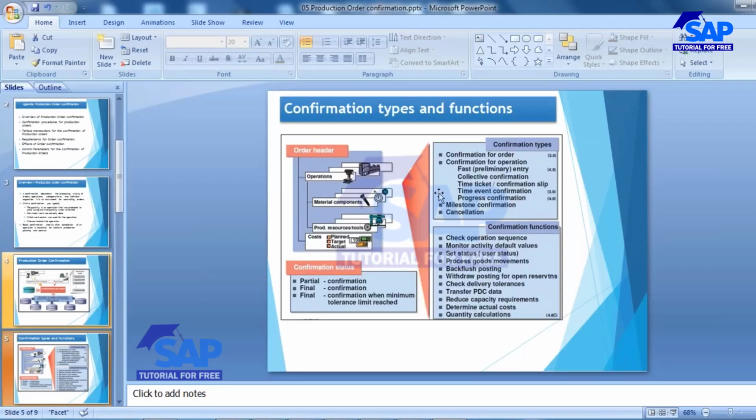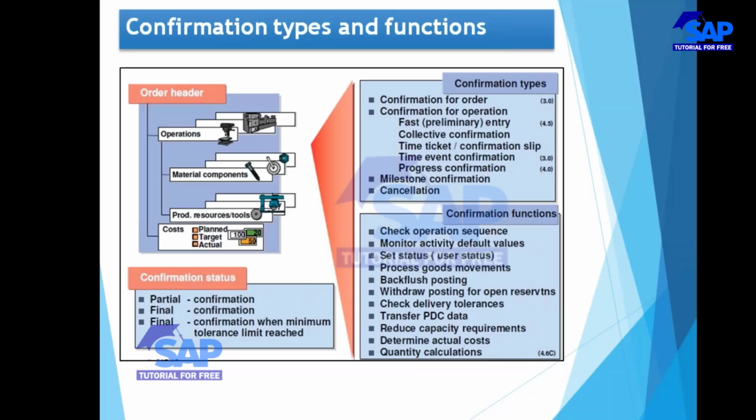Now, what are the different confirmation types available in the system? You can confirm the entire order, or you can confirm the operations one after the other, and you can do the milestone confirmation also. These things we'll discuss in the system now. You can confirm the entire order in one shot, or each and every operation one after the other, or there is another special type of confirmation, which is called milestone confirmation. So these are the three confirmation types available.